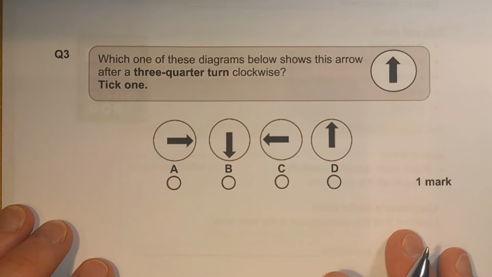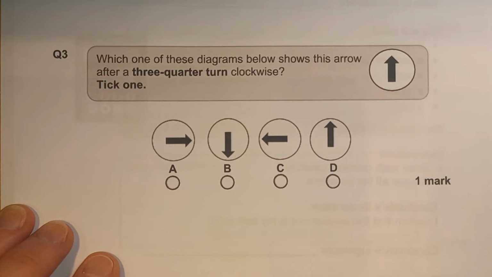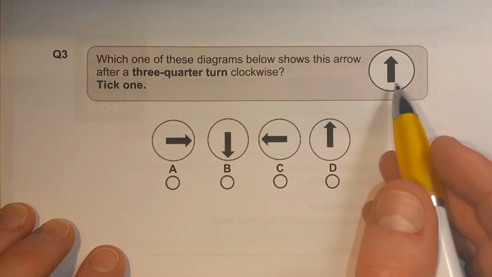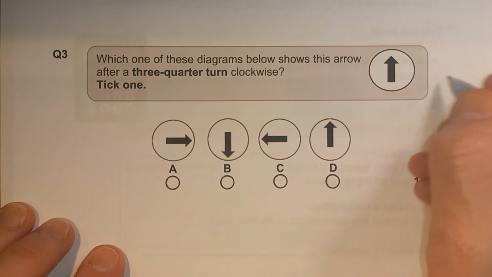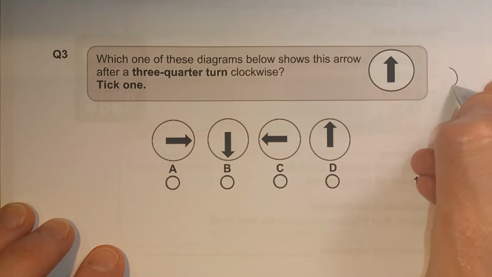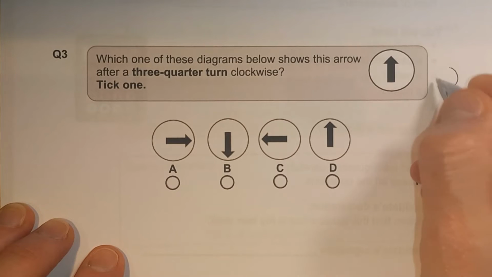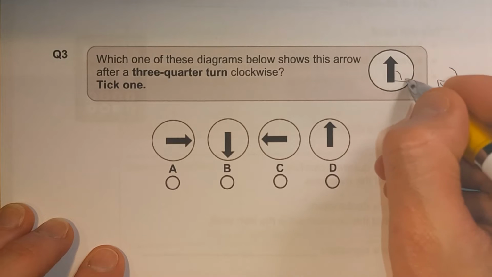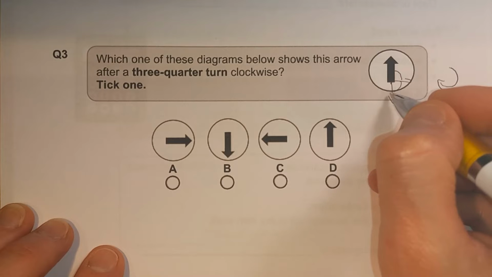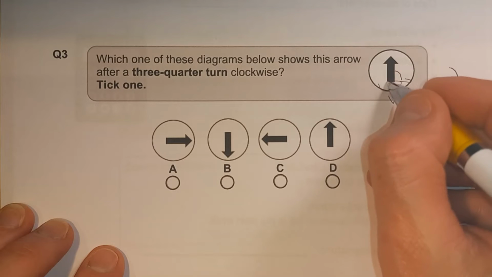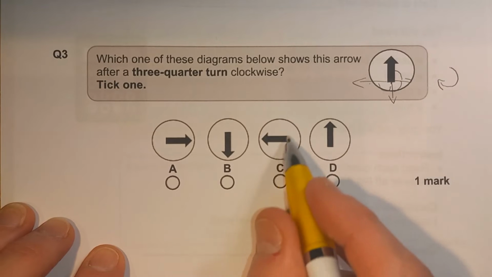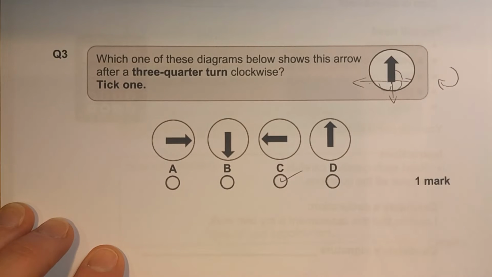Question 3. Which one of these diagrams below shows this arrow, this one here, after a 3/4 turn clockwise? Tick 1. Well, clockwise is going to be going around this way. And if it's 3/4, well, 1/4 would be to there, another quarter would be to there, and a third quarter would be pointing out this way, which looks like C.